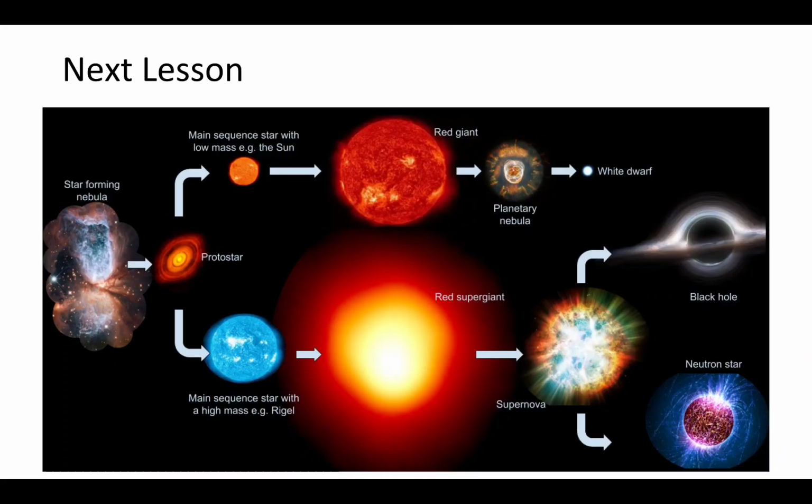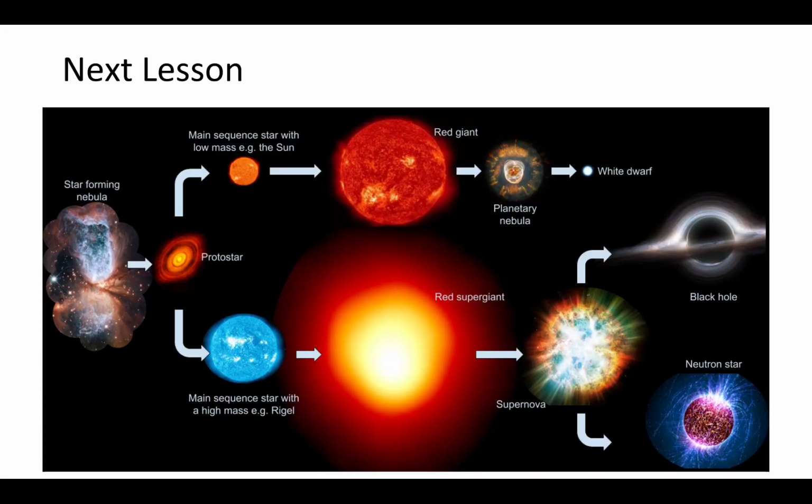In subsequent lessons, we're going to look at the life cycle of stars. So it's quite a good overview of this, actually. I'll probably come back to this. It's got star-forming nebula, protostar. Then depending on the mass, if it's a lowish mass, for example, like our sun, it'll take the top route: main sequence, red giant, planetary nebula, white dwarf. After that, you've got a black dwarf. We'll discuss that as well.